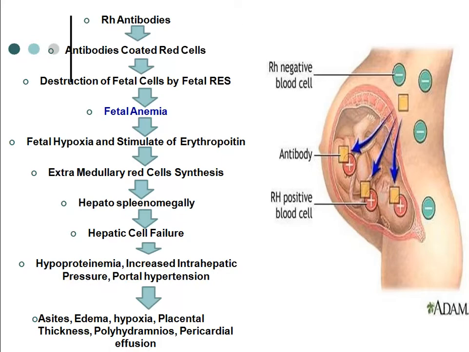Because the cells are increasing and there is a capsule, there is tension and pressure increases, which leads to hepatic cell failure. The liver cells are responsible for making protein, so because of the hepatic cell failure they are not able to produce protein. So there will be hypoproteinemia. And because of the pressure, there will be increased intrahepatic pressure. It can also lead to portal hypertension.